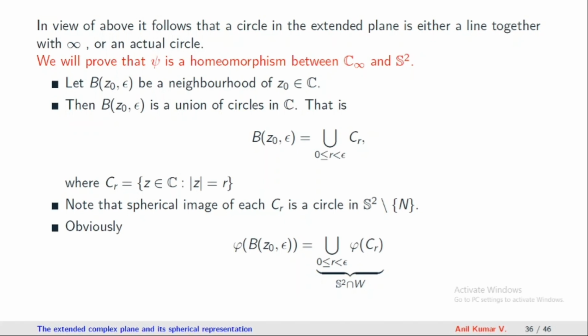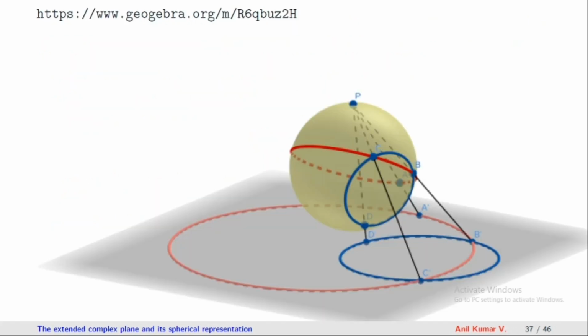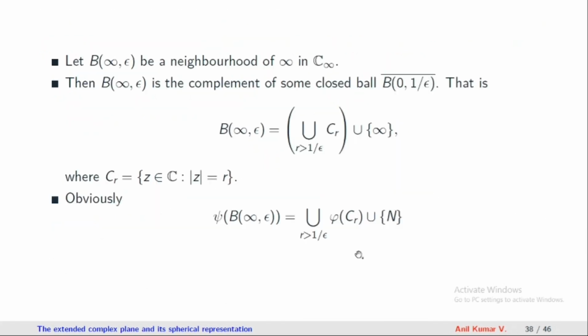Hence the image of every open disk under the function phi is an open set in S2. Next, consider an epsilon neighborhood of the point infinity in C infinity. That is, the neighborhood of the point infinity is equal to the union of C_R, R greater than 1 by epsilon, union infinity, where C_R is the circle with center 0 and radius R.